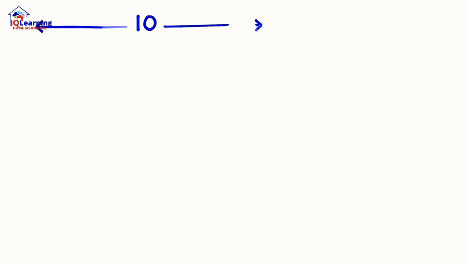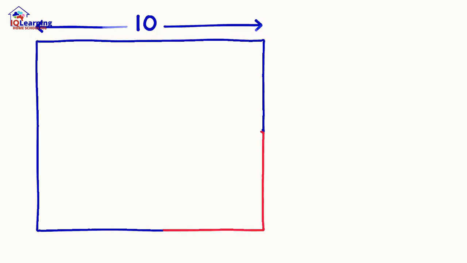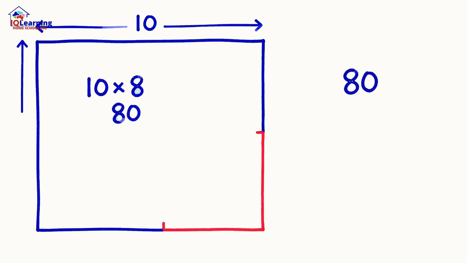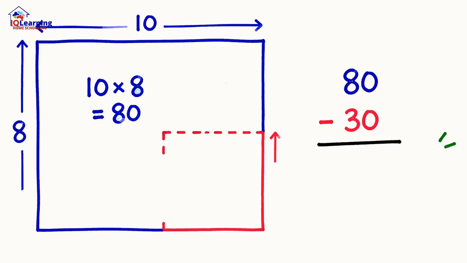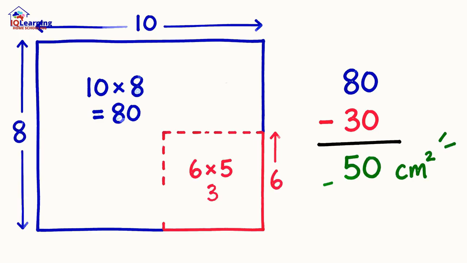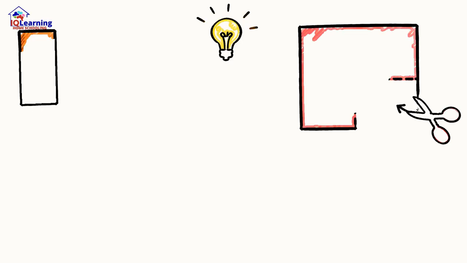For the area, let's use subtraction. The large imaginary rectangle is 10 by 8, which is 80 square centimeters. The cutout is 6 by 5, or 30. So 80 minus 30 gives a total area of 50 square centimeters. Whether you build it up or cut it down, the result is the same.